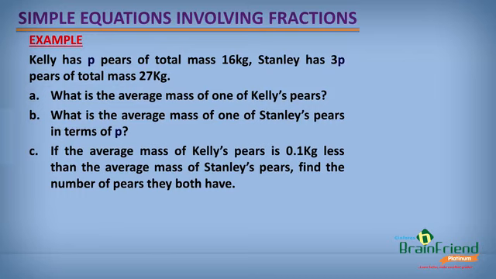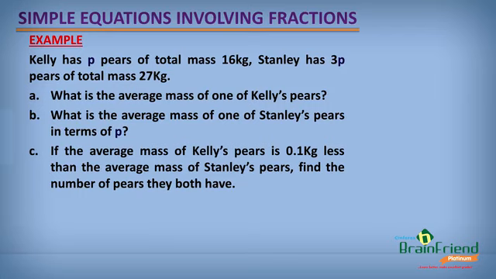Kelly has P pairs of total mass 16 kg, while Stanley has 3P pairs of total mass 27 kg. A. What is the average mass of one of Kelly's pairs? B. What is the average mass of one of Stanley's pairs in terms of P? And C. If the average mass of Kelly's pairs is 0.1 kg less than the average mass of Stanley's pairs, find the number of pairs they both have.